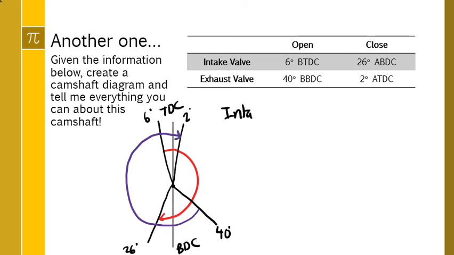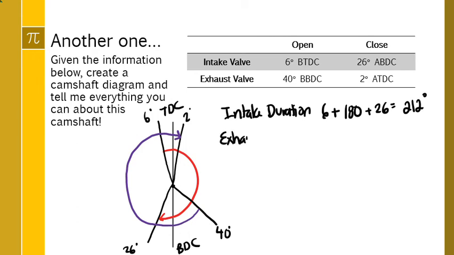Intake duration. Opened 6 degrees before, stayed open for 180 degrees, and then closed 26 degrees late, and that is going to give me 212 degrees. Okay, exhaust duration. Opened 40 degrees before bottom dead center, stayed open for that entire bottom to top, and then closed a little late. 222 degrees.